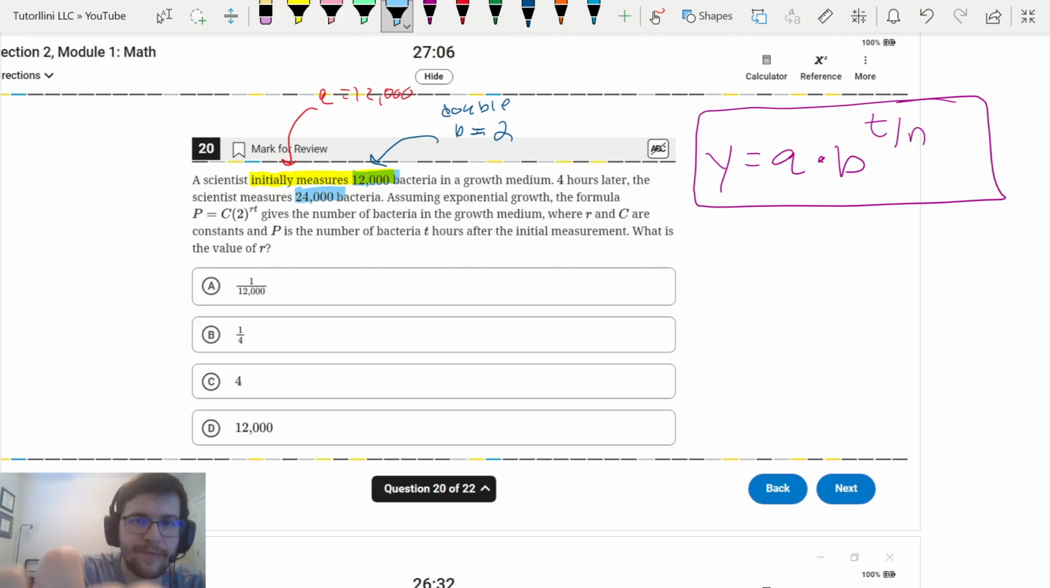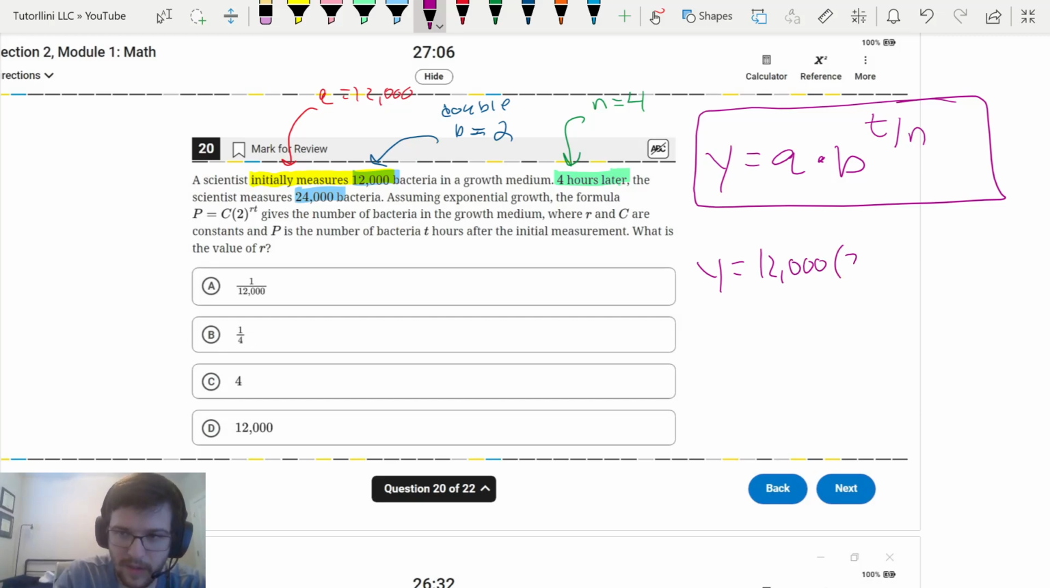And then it says it did that doubling 4 hours later. So that tells you the interval, how often it's doubling, is 4. So this equation looks like this. Y equals 12,000 times 2 to the t over 4. Now, for whatever reason, they want you to write this like this, okay?